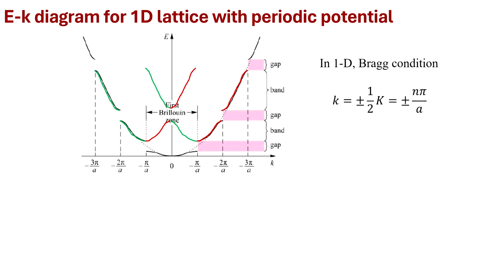So, in 1D the Bragg condition is the diffraction condition. Diffraction condition means that small k has to be equal to half of plus or minus capital K, which is plus or minus n pi by a, where n is equal to 1, 2, 3, and so on. So, small k will be equal to plus or minus pi by a, plus or minus 2 pi by a, and so these are the boundaries of Brillouin zones. This is where diffraction happens.